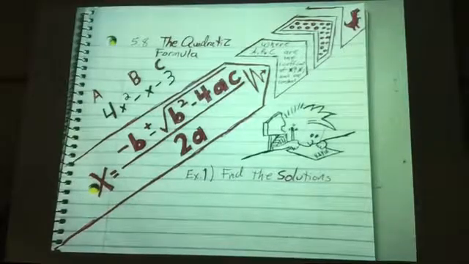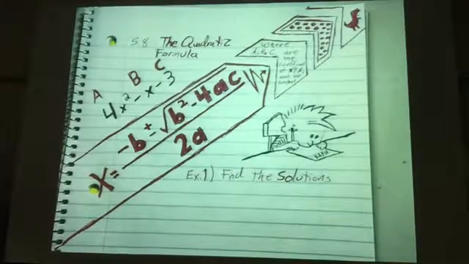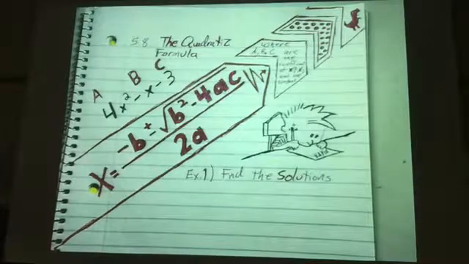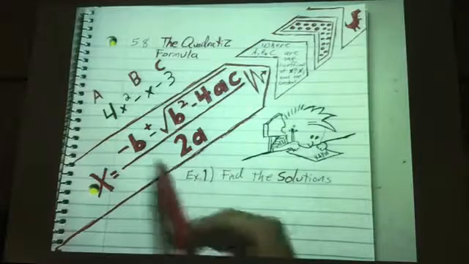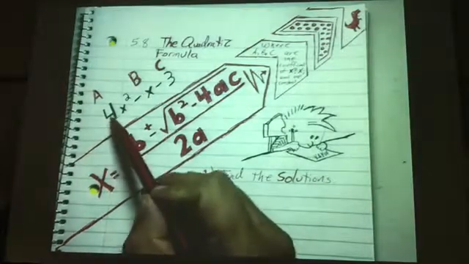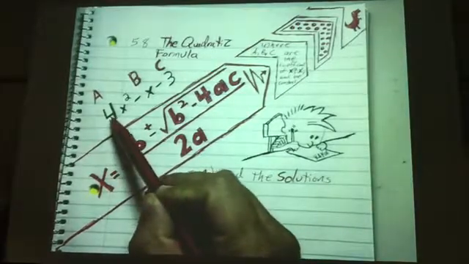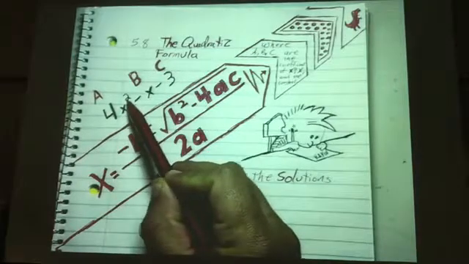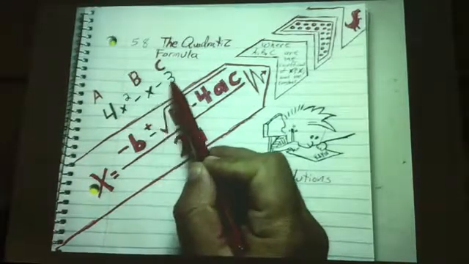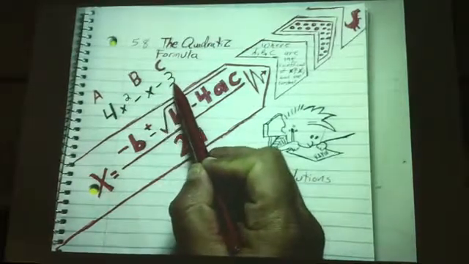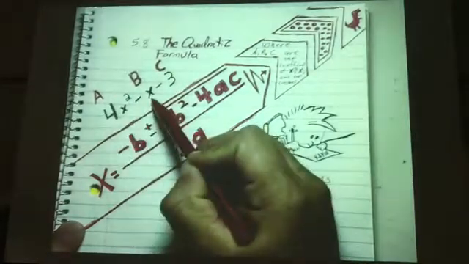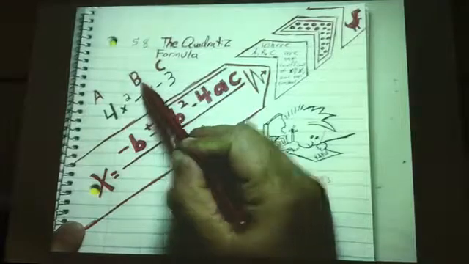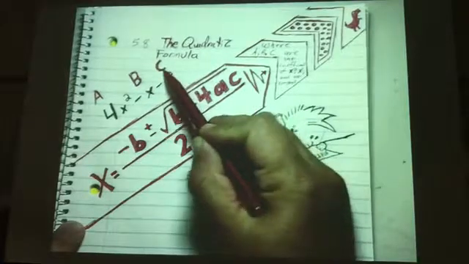Good morning, class. Today we are going to be talking about the quadratic formula. Here we know that when we have our equation in standard form, it could be any number, but for this example it's 4x squared minus x minus 3. When we have our quadratic formula, x squared is a, our x value is b, and our constant is c.